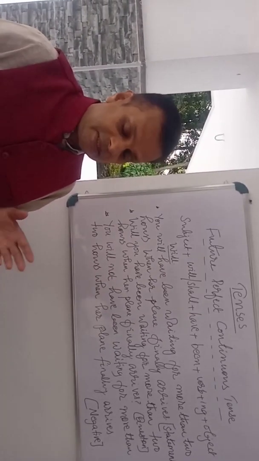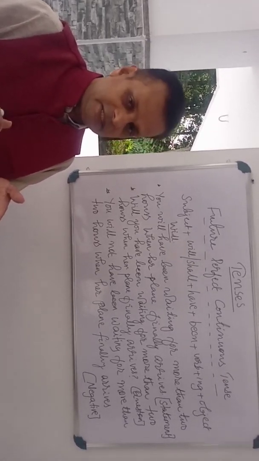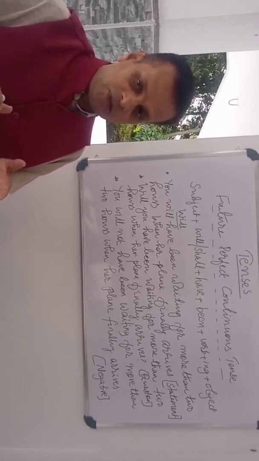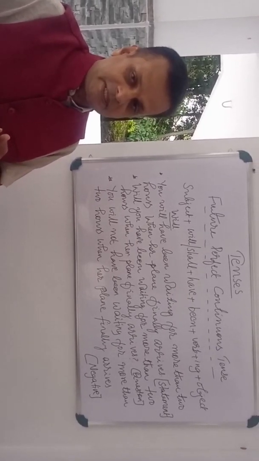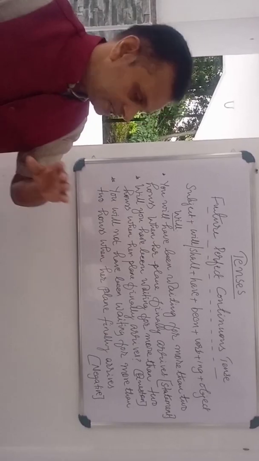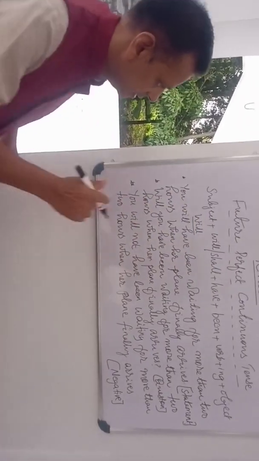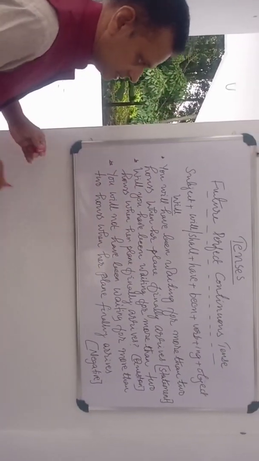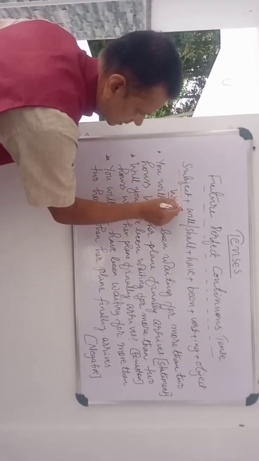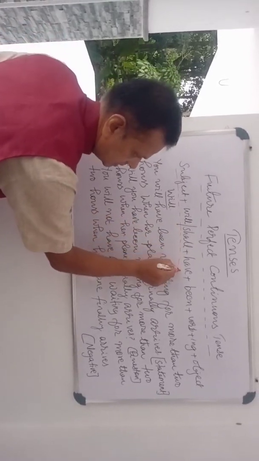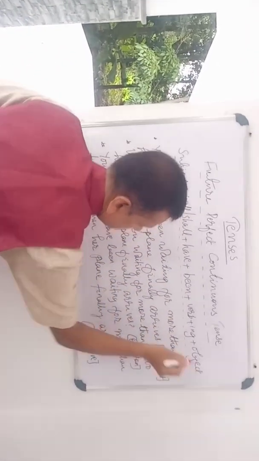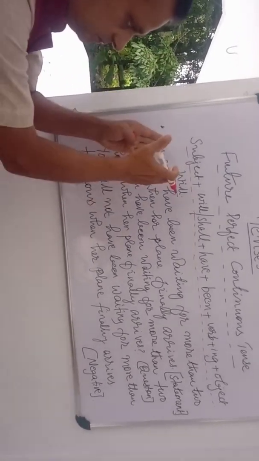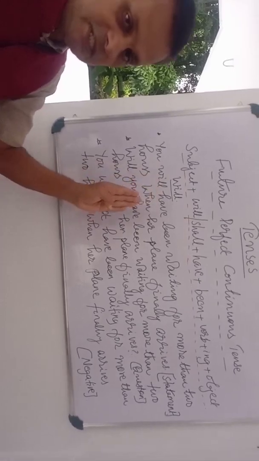Remember that. We have already stated that its pattern is subject plus shall or will plus have plus been plus present participle, that is the ing form of the verb, plus object. Let us look at the board. Here it is the subject, and will or shall plus have plus been plus verb plus ing plus object. So let us examine the usage of will.